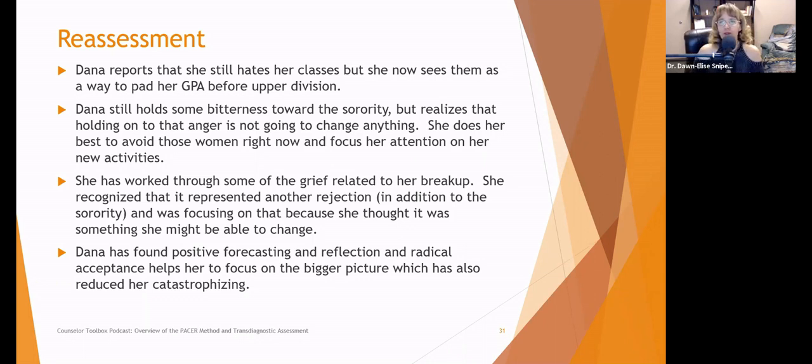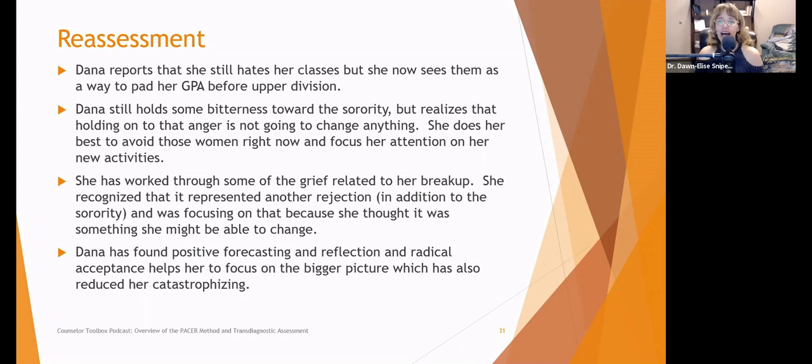She's worked through some of the grief related to her breakup. She's recognized that it represented yet another rejection in addition to the sorority, and was focusing on that because she thought it was something she might be able to change. She kept thinking, I couldn't get it. I didn't get into the sorority, but I might be able to get my boyfriend to get back together with me. Yes, we're at different schools, but maybe we can get back together. And then she realized that he was happy doing his own thing at the new college, and she felt really devastated because she was powerless there too.